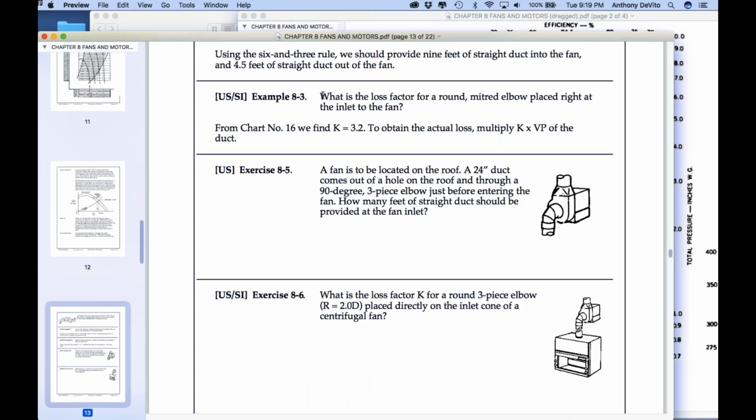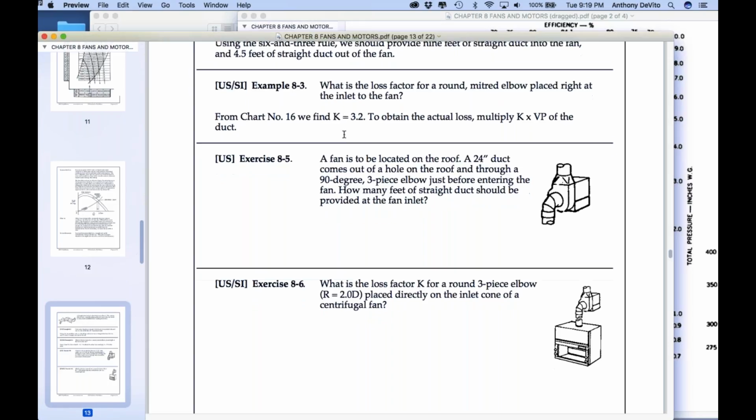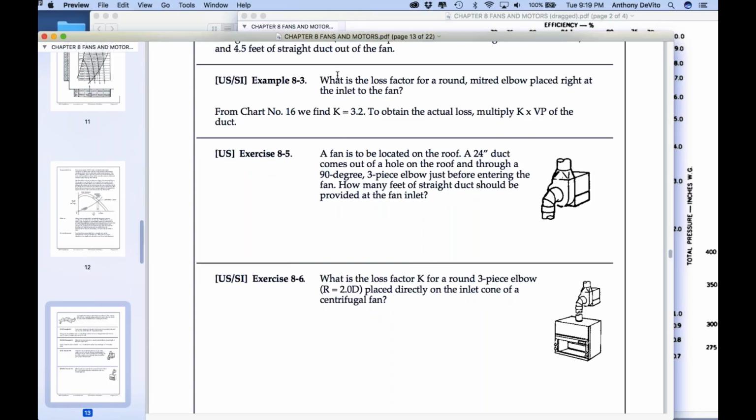And 6 times the diameter going in. Okay. What's a loss factor for? Now look at this, here's another example. What is the loss factor for a round mitered elbow placed right at the inlet to the fan? I wish I had a chart for that. We do: chart 16. You guys got chart 16? You don't have it? Let me go to chart 16.